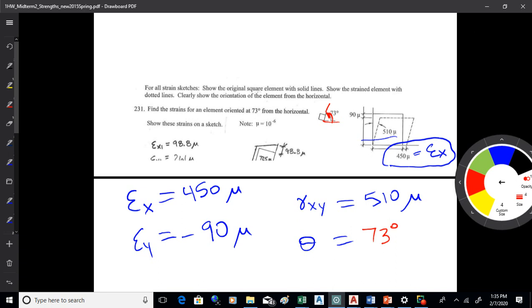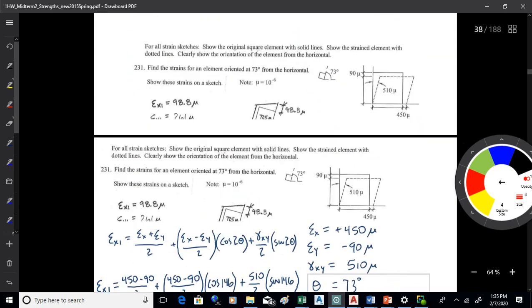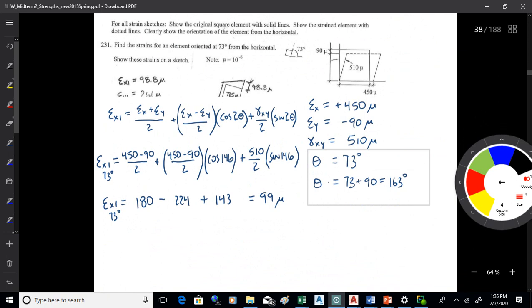So we good with that? And from there, it's just a matter of plugging into the biaxial equations. So, you just go ahead and do that. So you got epsilon x1 is epsilon x plus epsilon y over 2 plus epsilon x minus epsilon y over 2 cosine 2 theta plus gamma xy over 2 sine 2 theta. So you just plug everything in. The first angle that you would use would be 73 degrees.